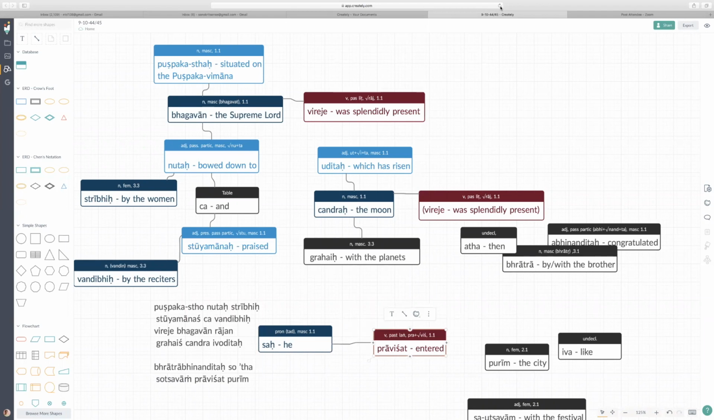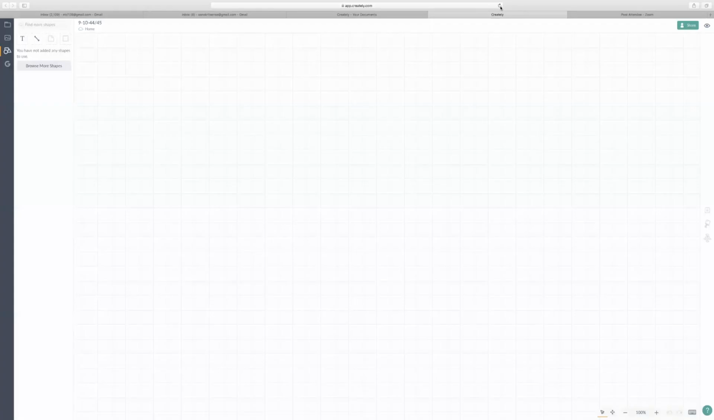Oh, the connection is really slow because I'm just reloading my whiteboard because it started hanging and it's not responding. So just a second.